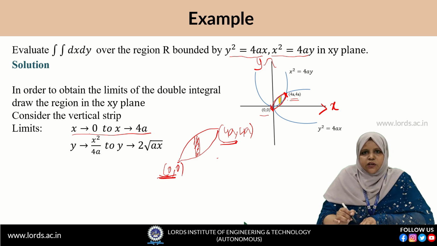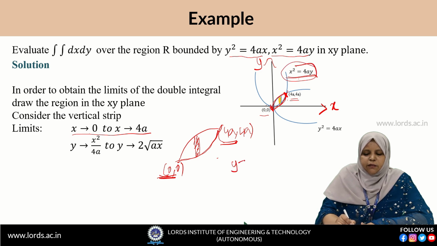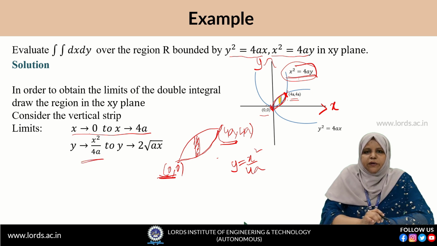Now to get the limits of y, what should I see? I should see the ends of the strip. Where have I placed the lower end of the strip? I have placed the lower end of the strip on this curve. What is that curve? x square is equal to 4ay. From this, I need the limit of y, so I will be obtaining the value of y. What will be y from this equation? y is nothing but x square by 4a. So with that I will get the lower limit of y.